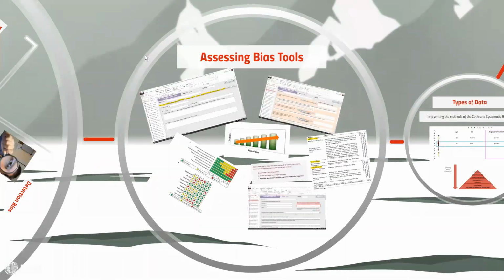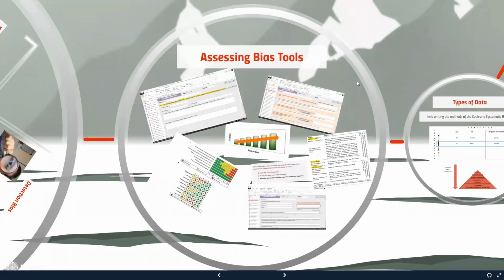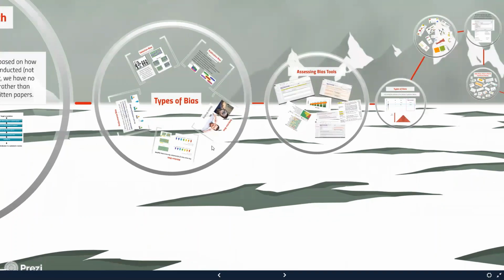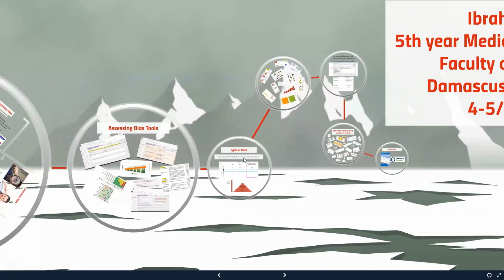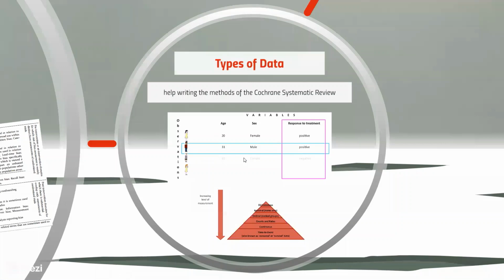For assessing the risk of bias, we have different tools, a lot of tools actually. But okay, just one second. Yes, please. If the author didn't publish the negative results, how can I know that?